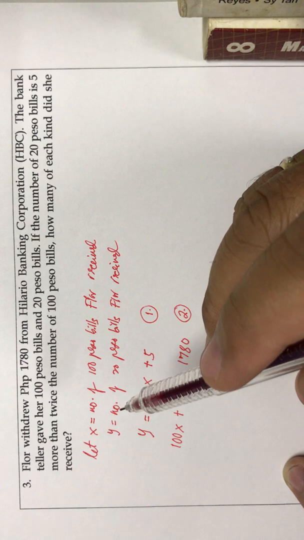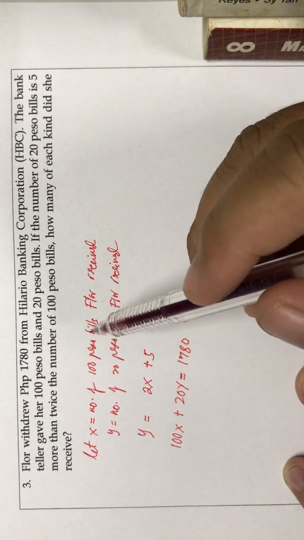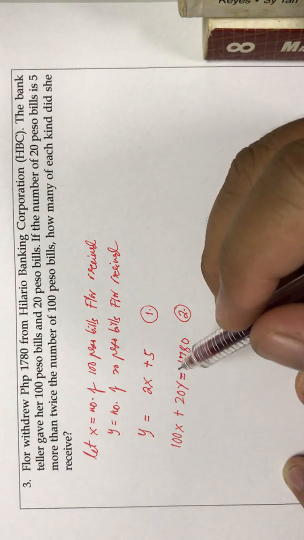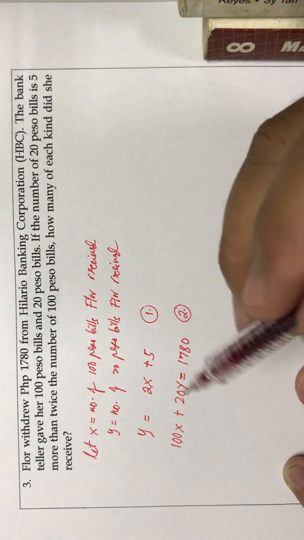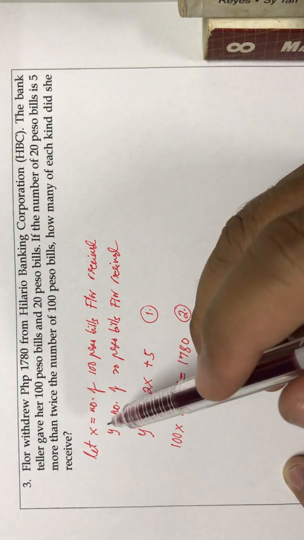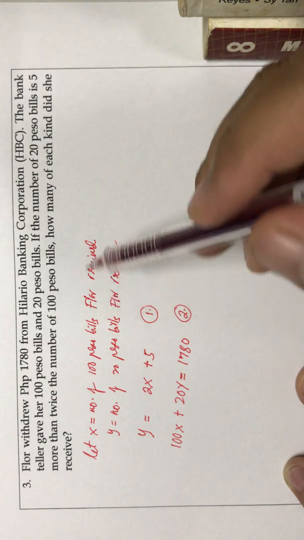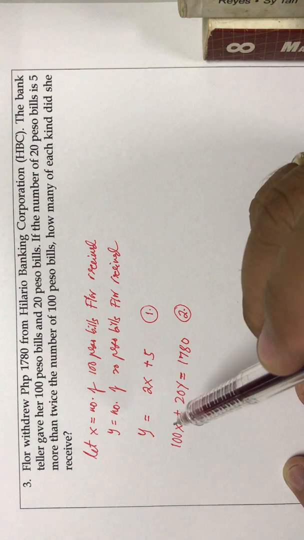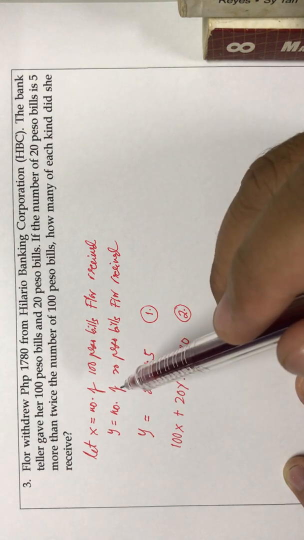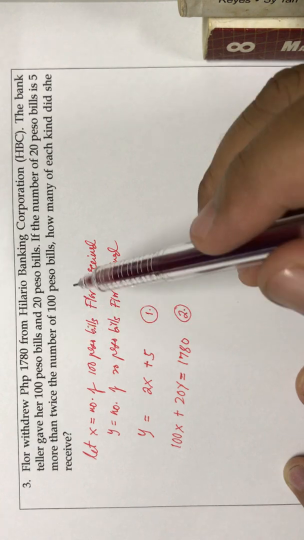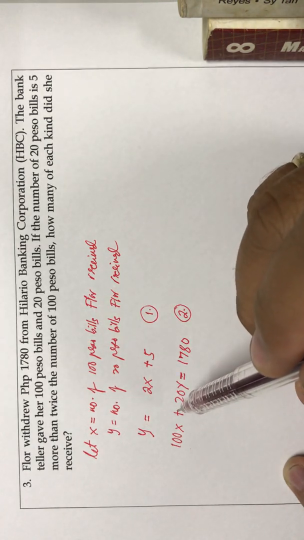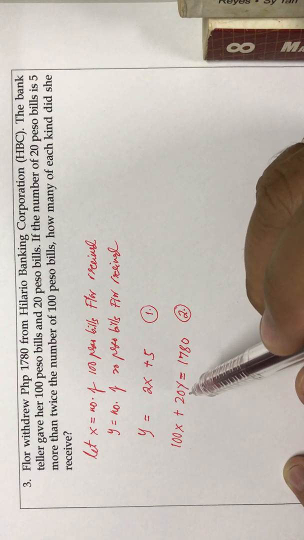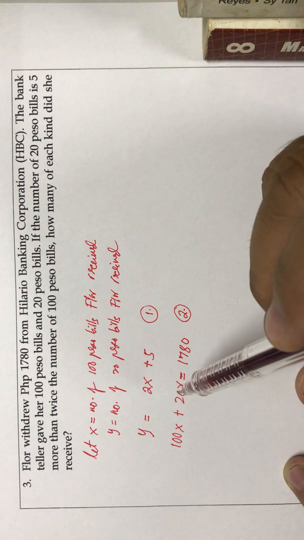Say for example, if you have six bills, each of which is a 100 peso bill, therefore you have to multiply 6 by 100. That's 600 pesos. So since x is the number of 100 peso bills that Flor received from the bank, then you have to multiply it by 100 for you to determine the total amount of 100 peso bills that she received from the bank, added by another amount, which is the total amount of 20 peso bills that she received.